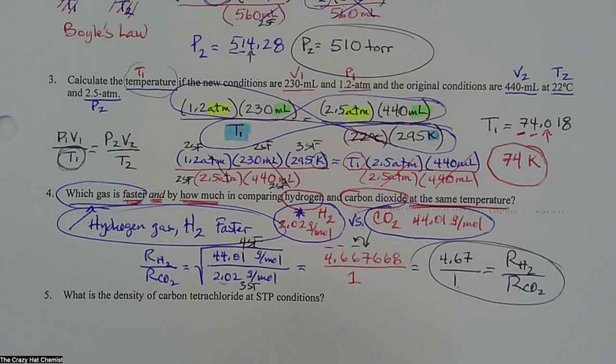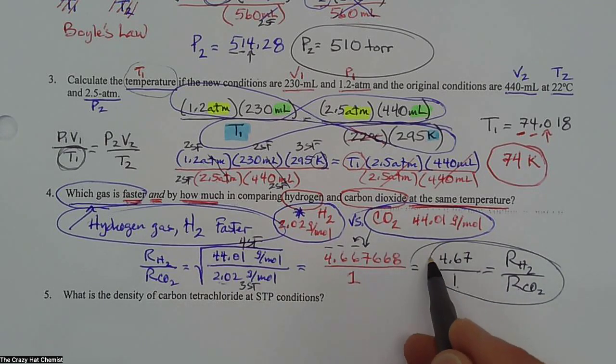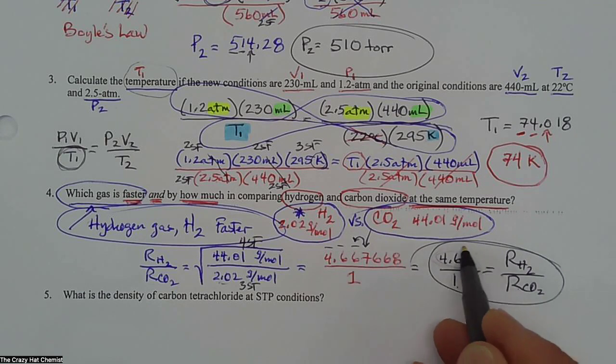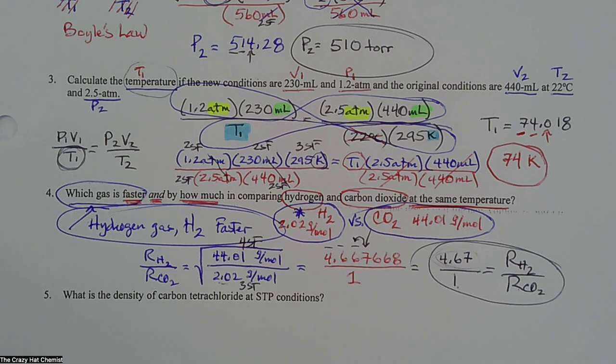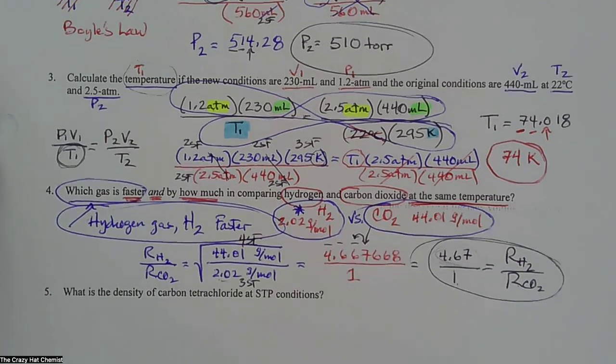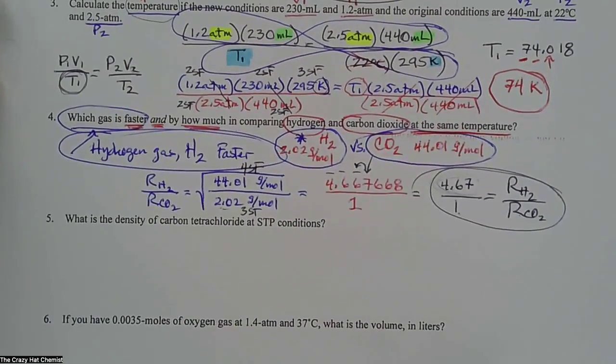All right. So if the number that you acquire with this calculation is greater than 1, as is the case here, then it's moving faster. If the number that you get is less than 1, then it's moving slower. That's simple. All right, so let's move on to the next problem here, and that would be number 5.